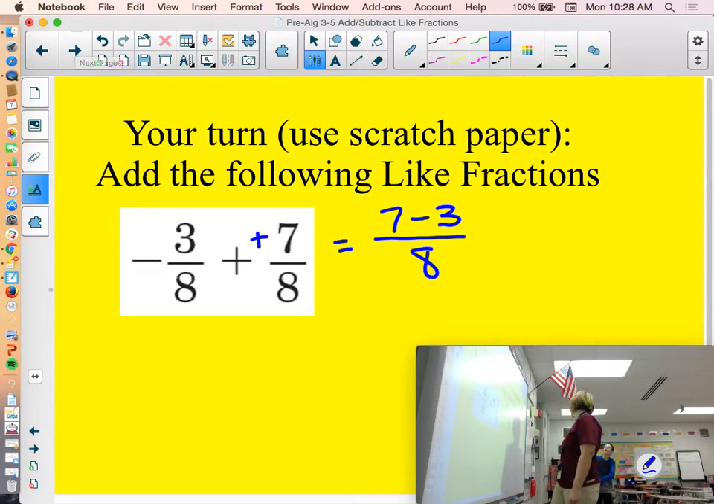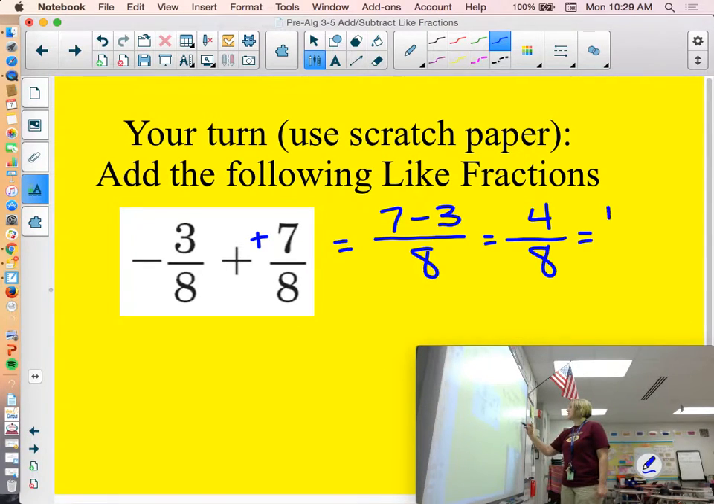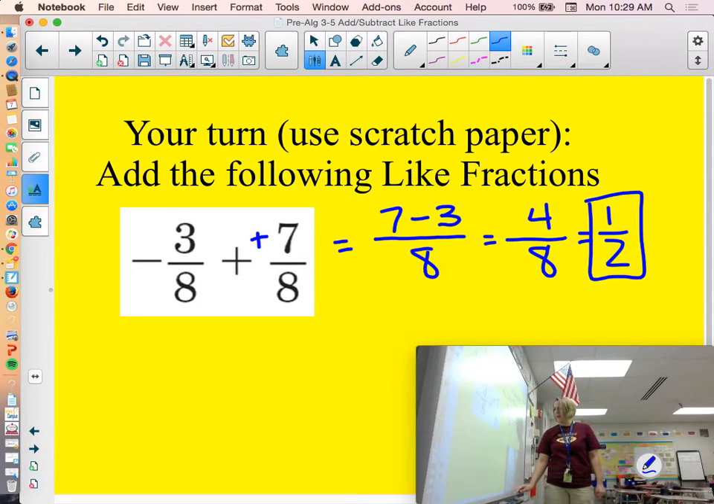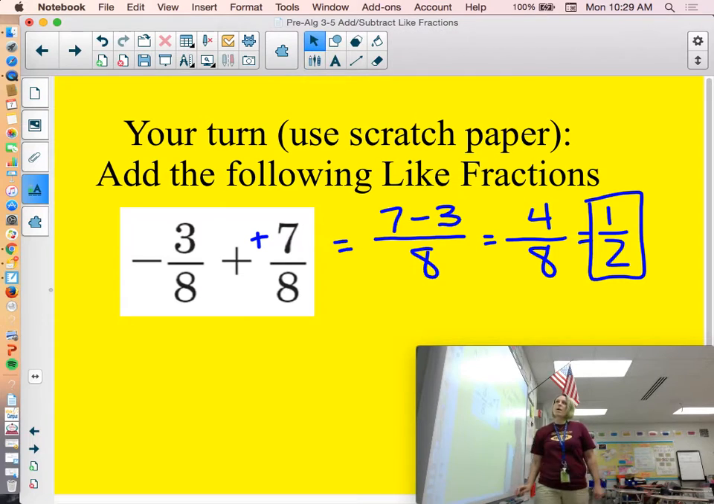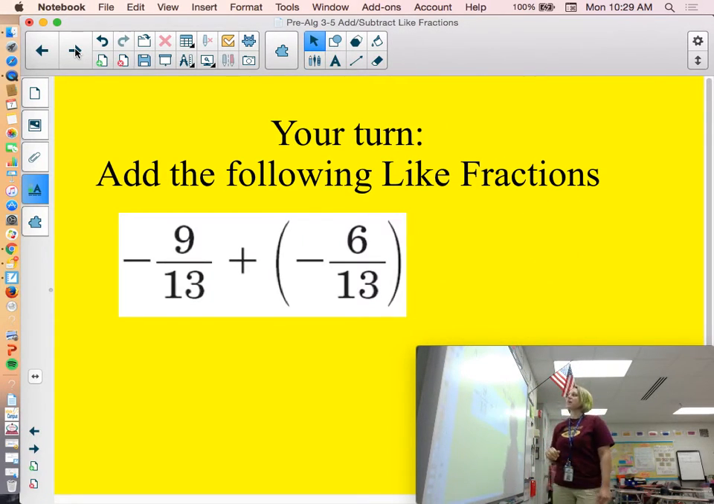So 7 minus 3 is 4. This is 4/8. 4/8 is 1/2. So that's what you should have gotten for that answer. Check the sign. The bigger one was positive, so the answer is positive. All right, your turn again. Try this one.